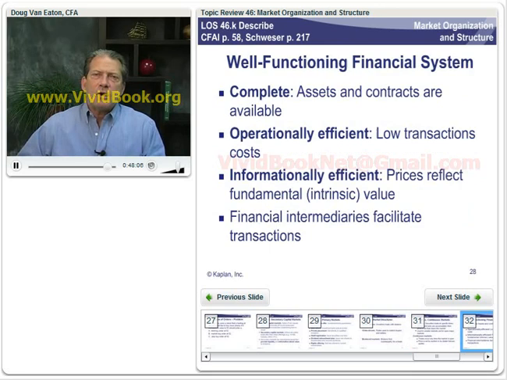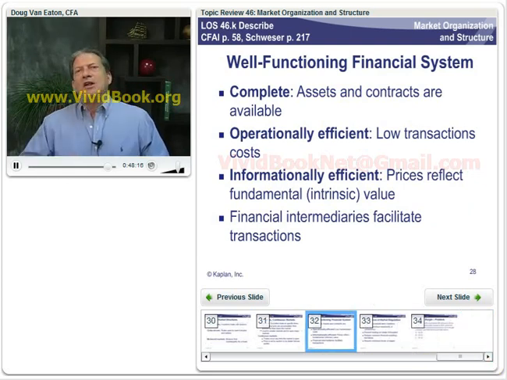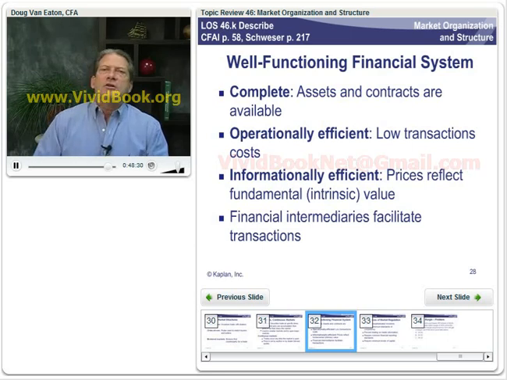So what are the characteristics of a well-functioning financial system? Well, it should be complete. Assets and contracts are available that allow you to move risks and take whatever positions you feel you need to in the market or are advantageous in the market. They should be operationally efficient. This could be evidenced by low transaction costs. Liquid markets are evidenced by low bid-ask spreads.